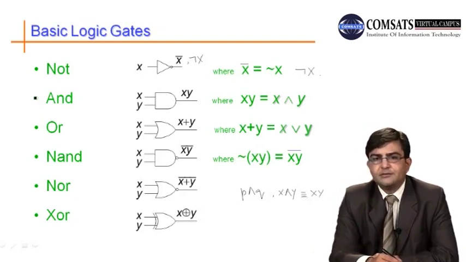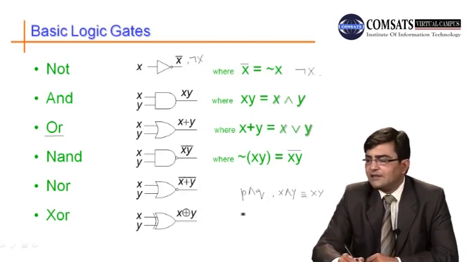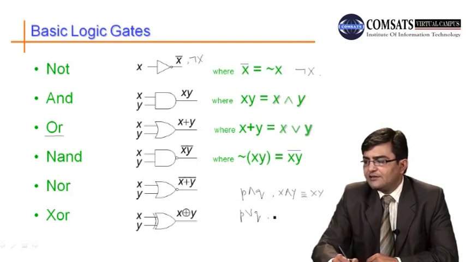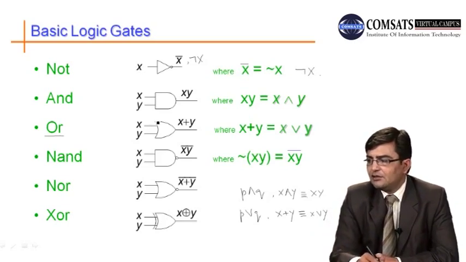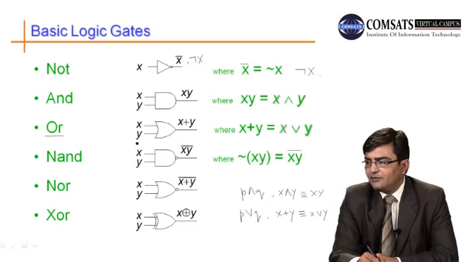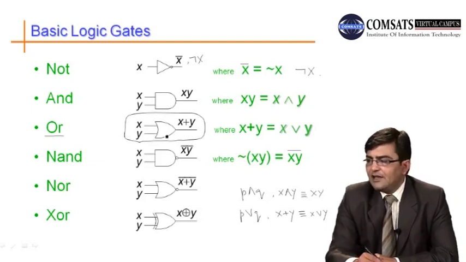The next logic gate is OR. We have studied that OR is basically the disjunction operator. It is applied to two propositions P or Q. In logic gates, we express it as x plus y, which is logically equivalent to x or y. These are just the different notations which we use in logic gates. The OR logic gate is basically of this form. It has two inputs X and Y, and it has one output X plus Y. Basically this logic gate operates the same as the disjunction operator.